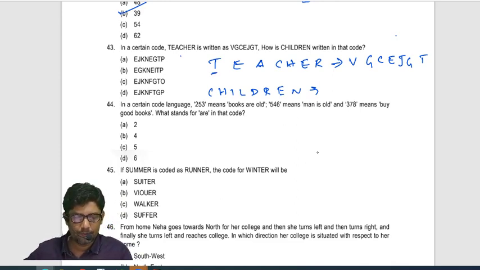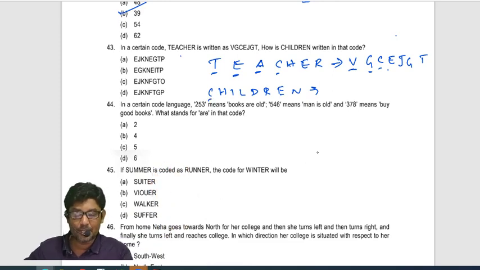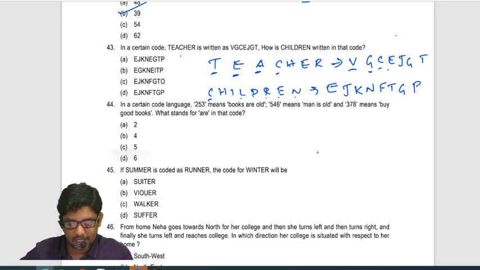What I do, you know, T, U, V, correct? T, U, V, E, F, G, A, B, C, C, D, plus 1, plus 1, plus 2, plus 2, plus 2. So C plus 2 is what? C, D, E, and so on. So the code is E, J, K, N, F, T, G, P. Option D.